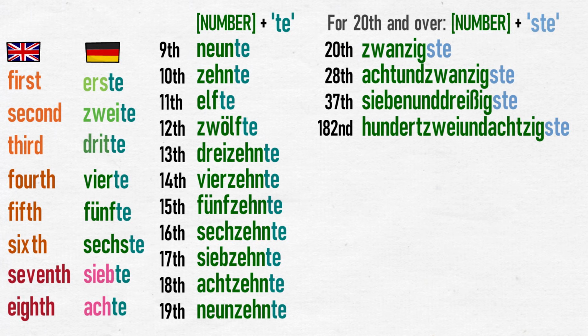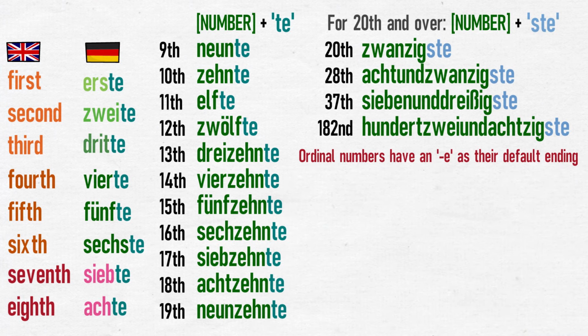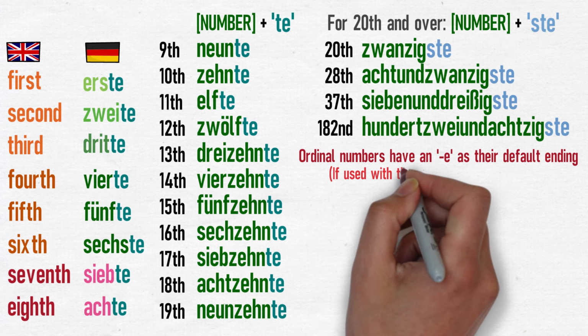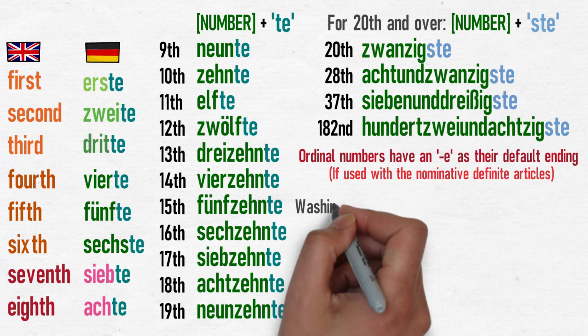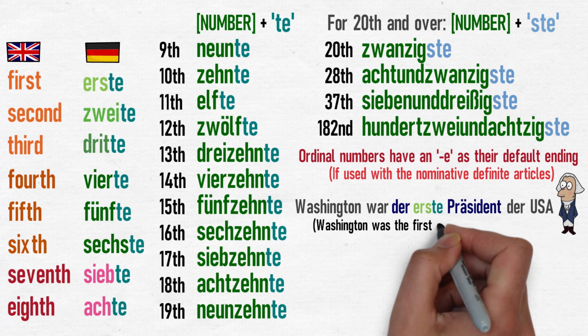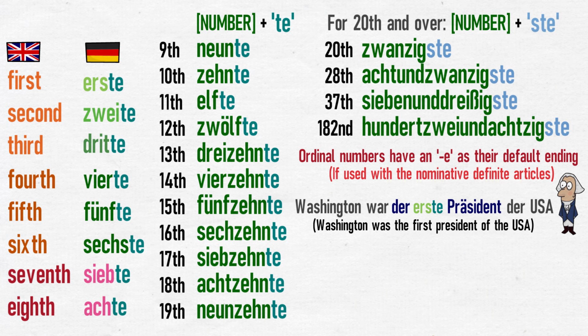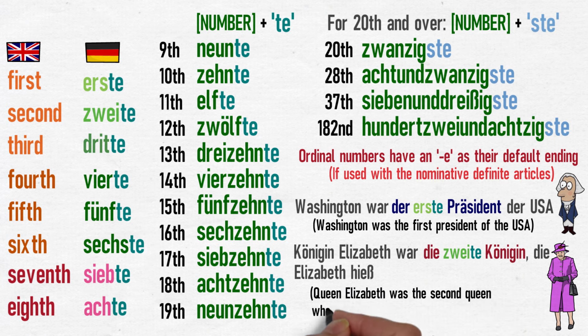Those of you who have learned about adjective endings using my adjective endings video will spot that these ordinal numbers all have an e ending as a default, but this is not always the case. These ordinal numbers have an e ending when used with a definite article, i.e. a word that means the, in the nominative case. Let's look at some examples. Washington war der erste Präsident der USA. Washington was the first president of the USA. Königin Elisabeth war die zweite Königin, die Elisabeth hieß. Queen Elizabeth was the second queen who was called Elizabeth.